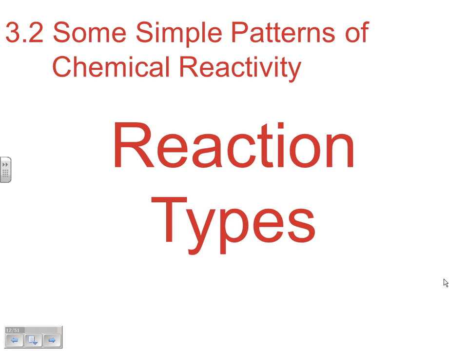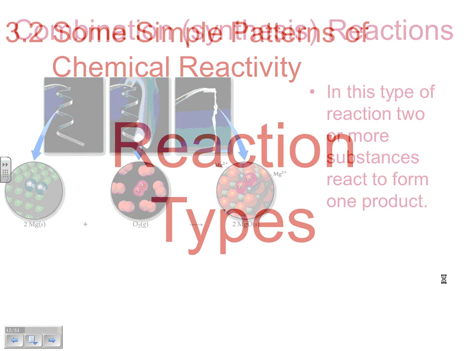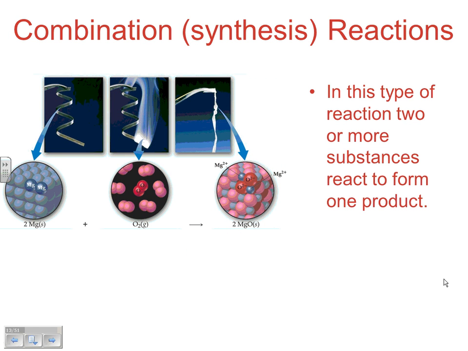Now, some simple patterns of chemical reactivity are what we're looking at in 3.2. In other words, these are our reaction types from last year. These are how certain types of chemicals behave with each other, and if you know the pattern, you can use it to predict and write the balanced equation. These are basically exactly what we looked at last year, so this is going to be a review for both those of you who come from honors as well as regular chemistry.